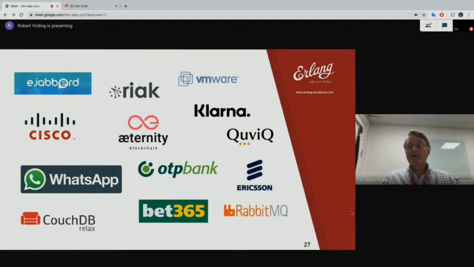Bet365, part of their system is written in Erlang, and they advertise themselves as the largest online betting company in the world. Ericsson use it. Part of their systems are written in Erlang. So if you're sending mobile data over your phones, you're probably running through Erlang systems. Klarna use it. The banking sector uses it. OTP Bank, a Hungarian bank, has its back-end servers written in Erlang. Aeternity, of course, where you're representing, part of that system is written in Erlang as well.